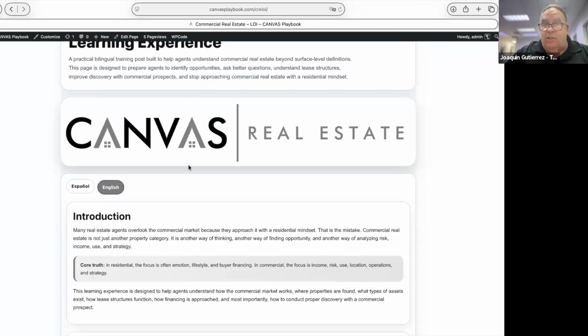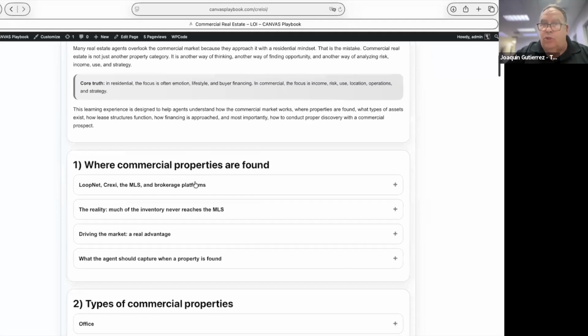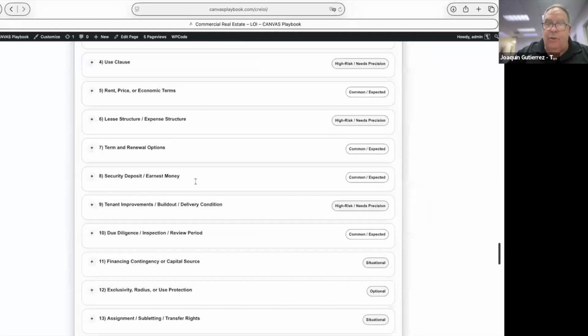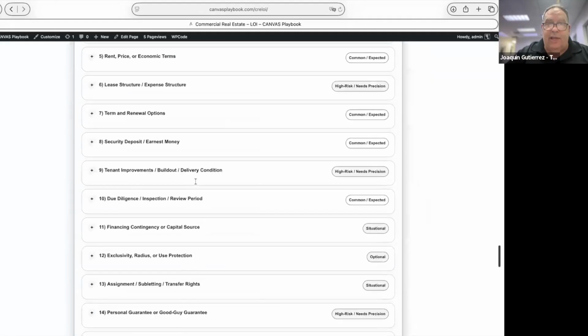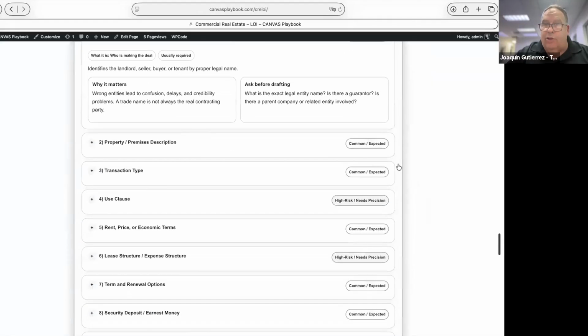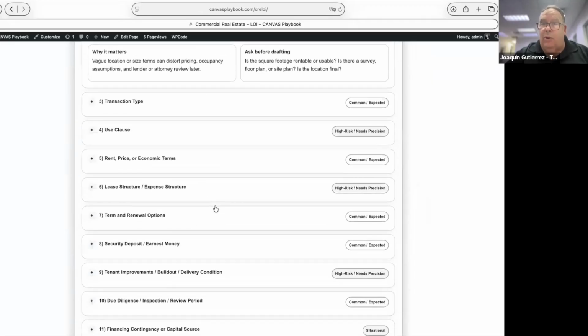So here with the CRE, it'll teach you where to find commercial real estate, the rules of commercial real estate. And at the very end, there's a place for you to write a letter of intent. Okay. It goes clause by clause, all the things that you need to put in so that you have somewhere to go and start the process.